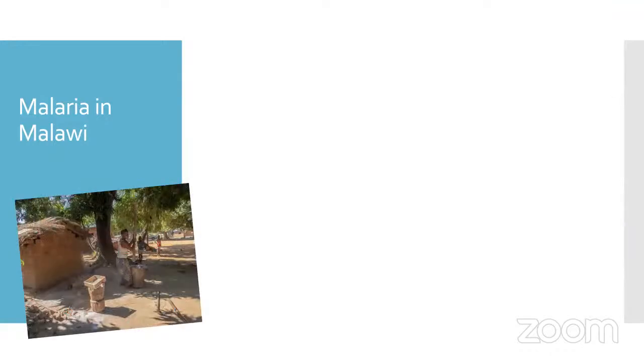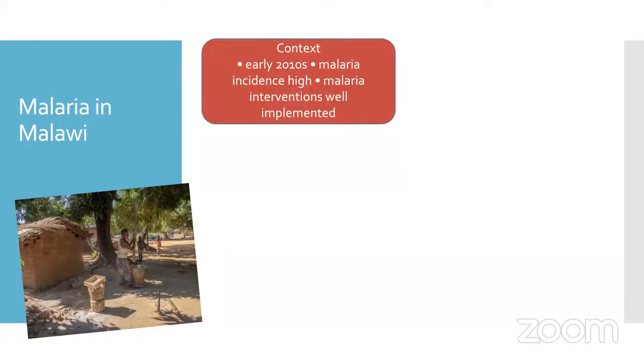Another example, malaria in Malawi. So here, malaria is obviously a big concern in Malawi. They have programs that deal with malaria very well. Typically household spraying, distribution of mosquito nets, education, and so on. So although these interventions are quite well implemented and seem to be working well, malaria incidence is still high.